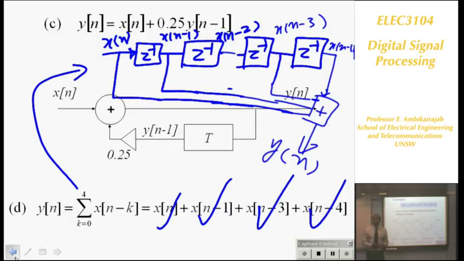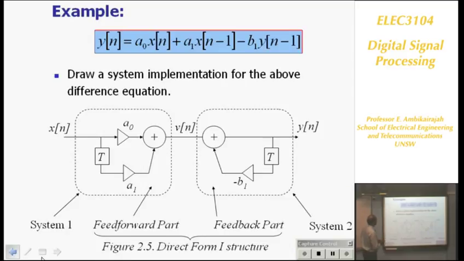Here is another system you have. Now look at the system here. A node, Xn, that's the input, is multiplied by a constant, A0. A1 Xn minus 1, input is multiplied by the delayed input. Then B1 Yn minus 1, the delayed output is multiplied by B1. So you have to implement this, okay?